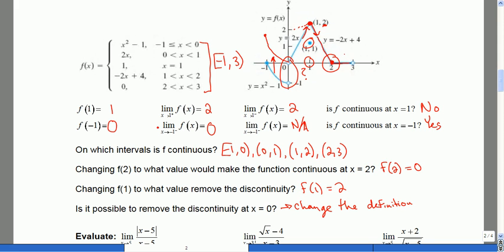Okay, so usually when we refer to discontinuities, we call these ones here removable, because we just have to change one of the values in the function. This, on the other hand, is a jump discontinuity. We don't generally consider those as being a removable discontinuity.